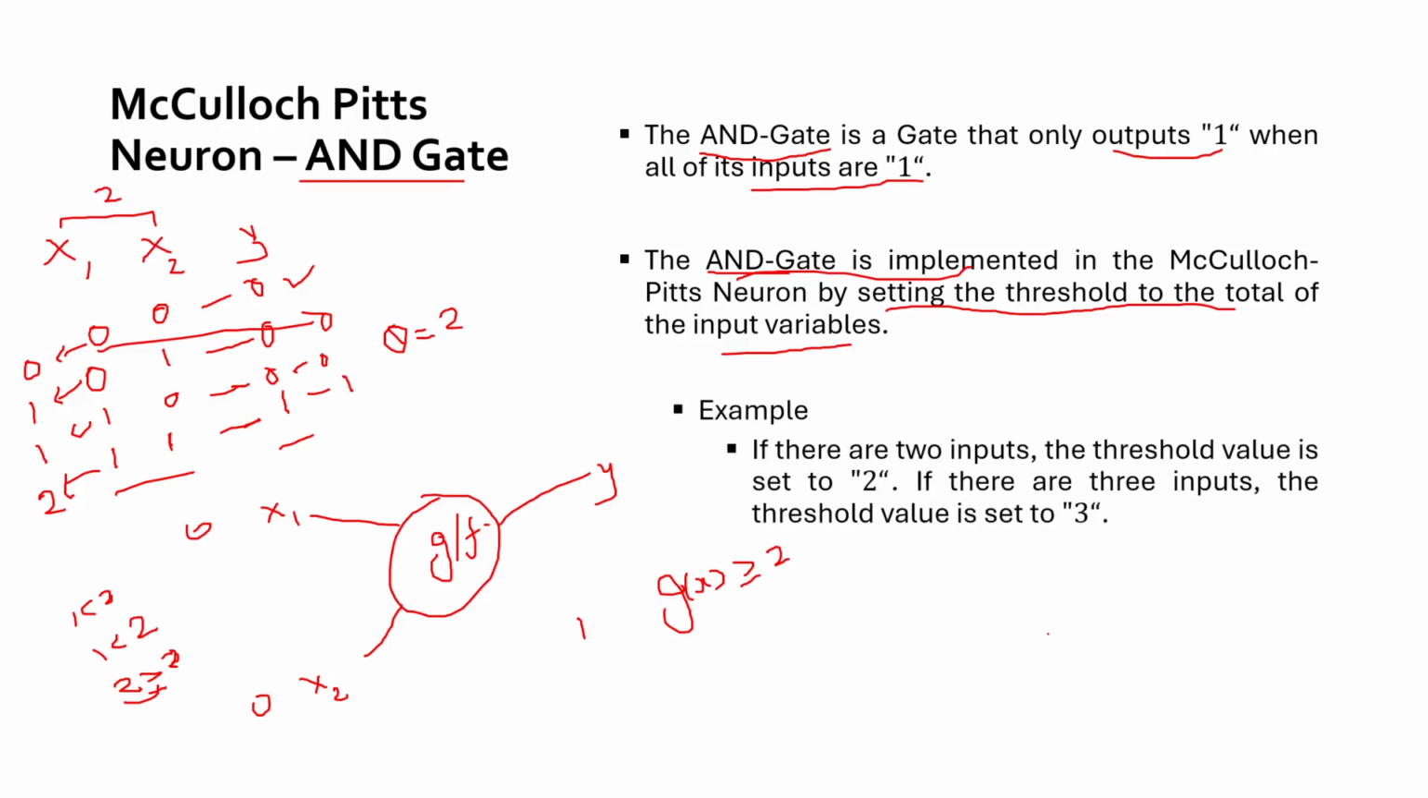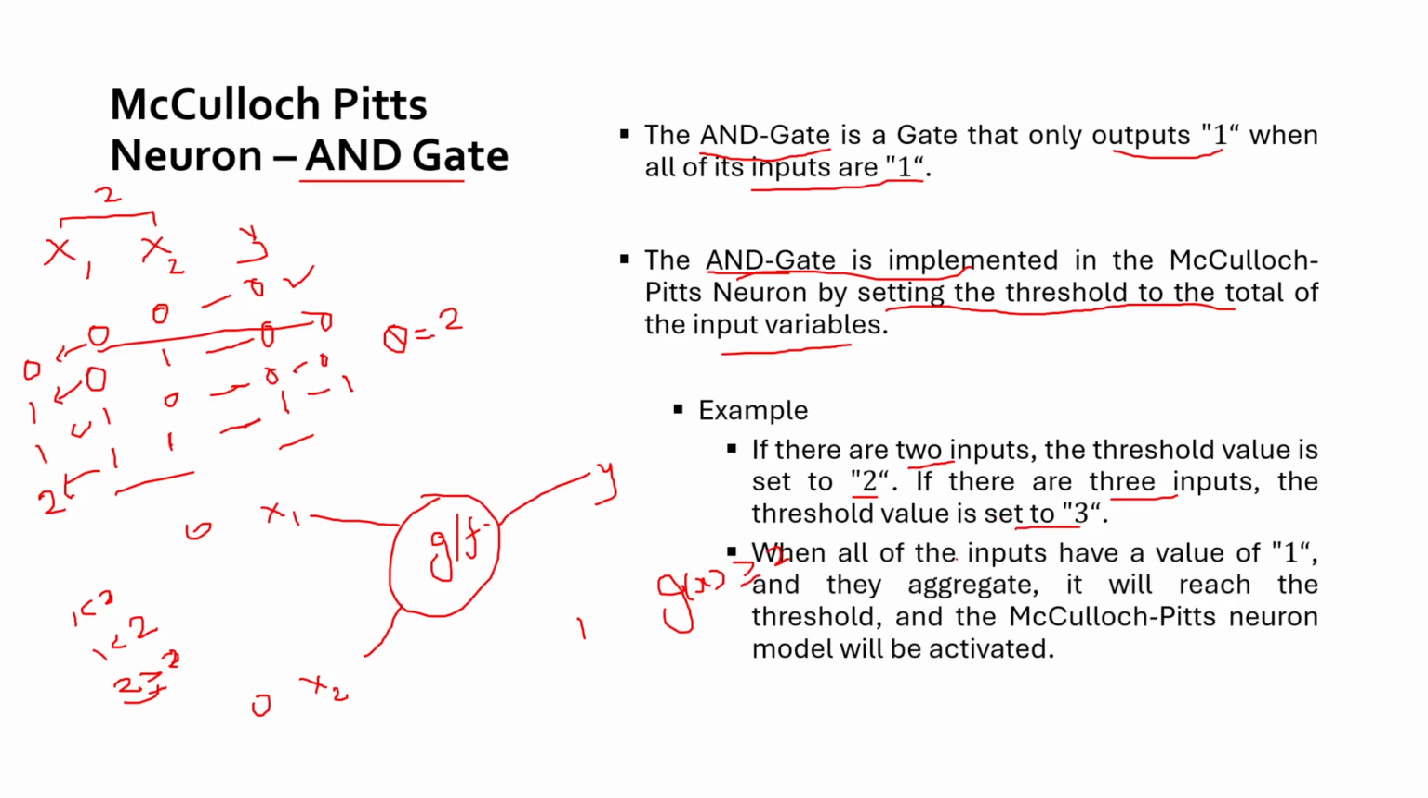So if you have two inputs, then your threshold will be 2, and if your inputs are 3, then the threshold will be set to 3. When all of the inputs have a value of 1, and they are aggregated, then it will reach the threshold, and the McCulloch-Pitts neuron model will be activated, and as a result you will get an output value of 1.